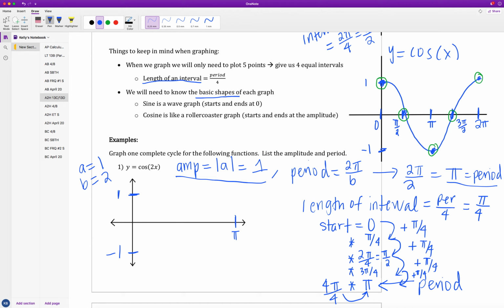Now, I'm moving kind of on my pi over 4 clock. I went from 0, pi over 4, 2 pi over 4, 3 pi over 4, 4 pi over 4, or pi. So this is similar to what we've already done before. The difference now is instead of it being one of those clocks, I'm going to use this length of interval depending on each of these examples.